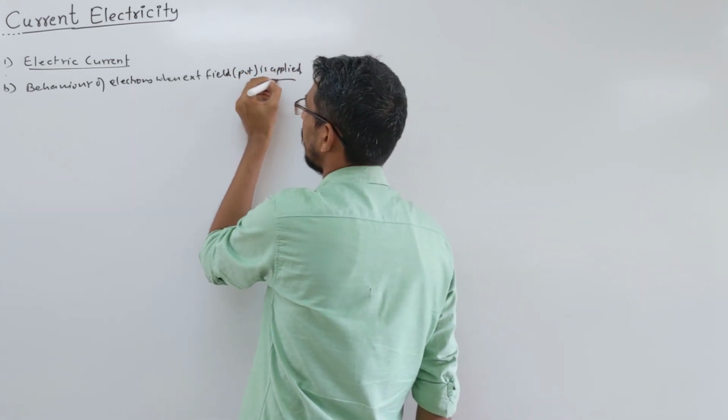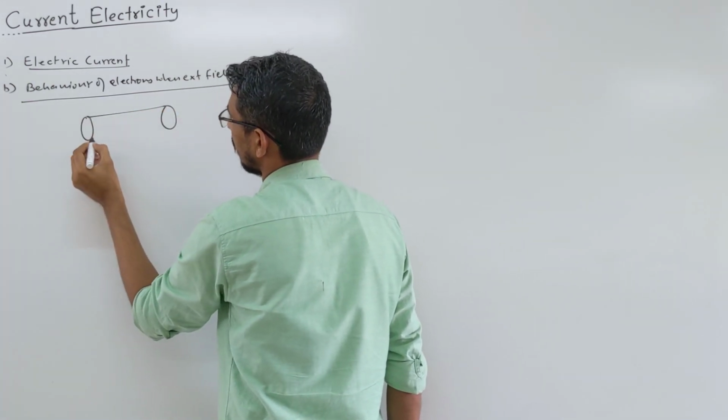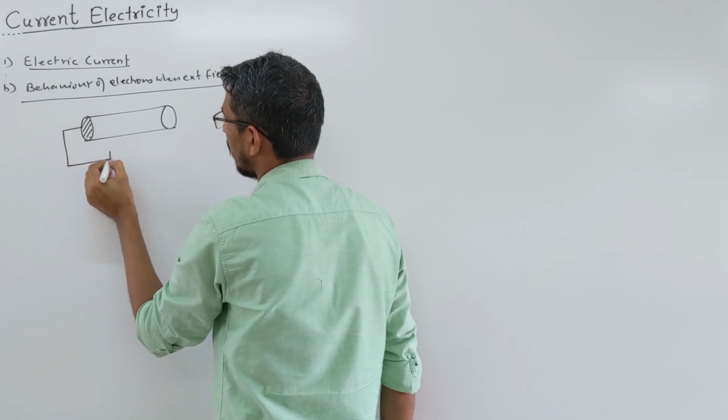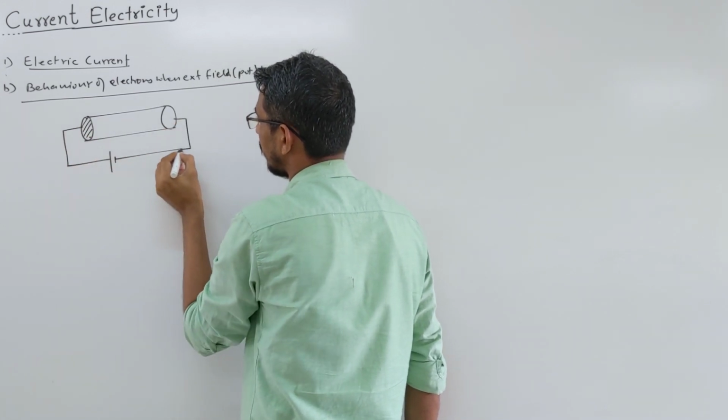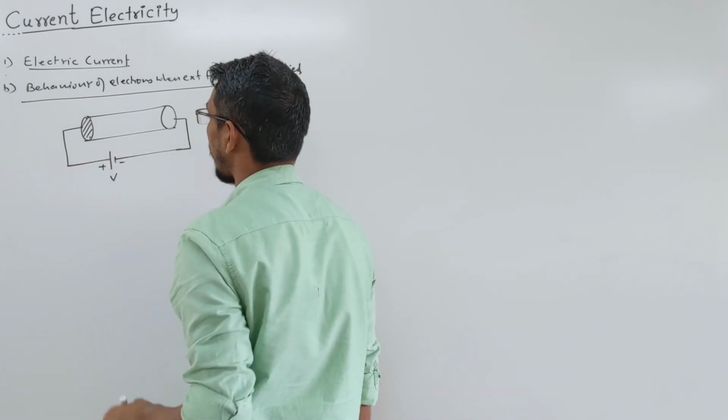So same wire that we took last time, just connect a battery with that. This is a wire, this is the area of cross section, and we connect a battery with this wire like this. We are supplying some potential here or field here.